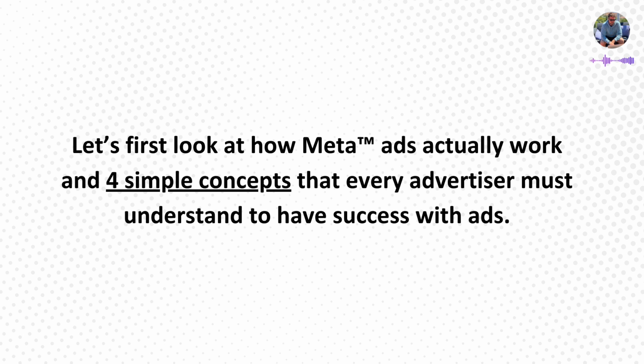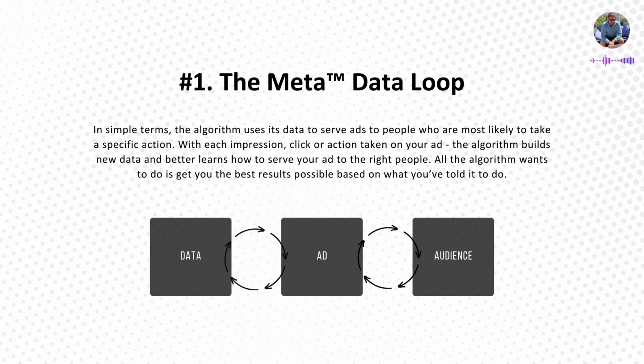Let's first look at how Meta ads actually work and the 4 simple concepts that every advertiser must understand to have success with ads. Number 1, the Meta data loop. In simple terms, the algorithm uses its data to serve ads to people who are most likely to take a specific action. And with each impression, click, or action taken on your ad, the algorithm builds new data and better understands how to serve your ad to the right people.